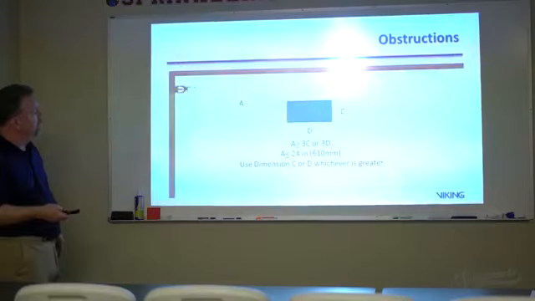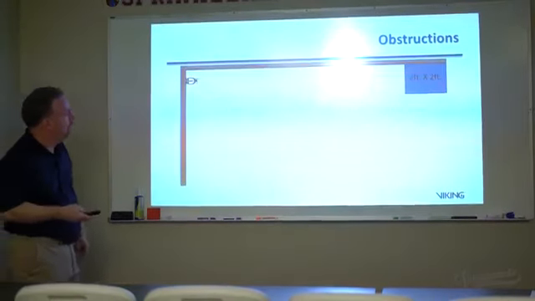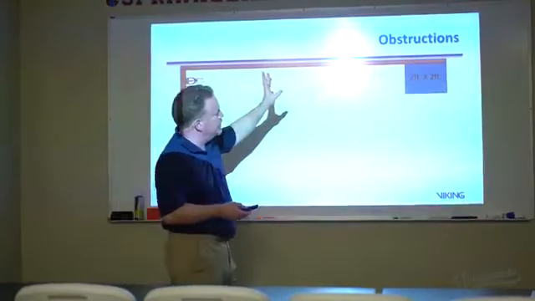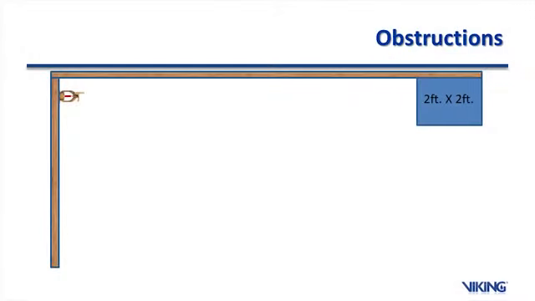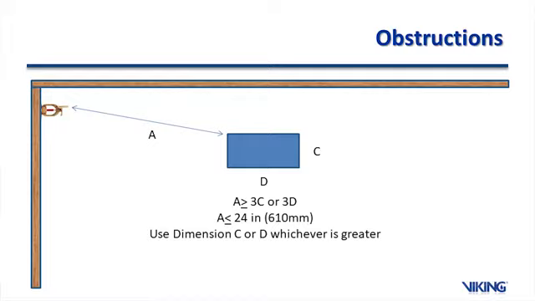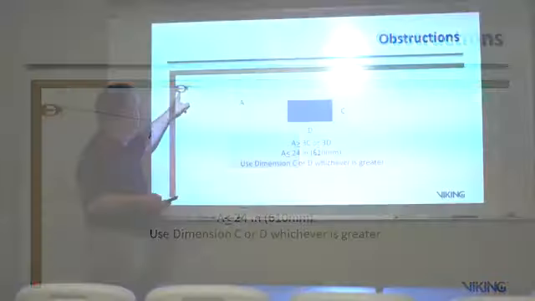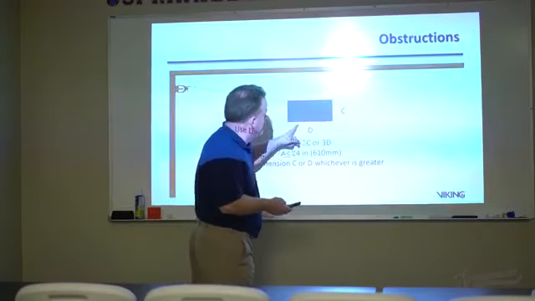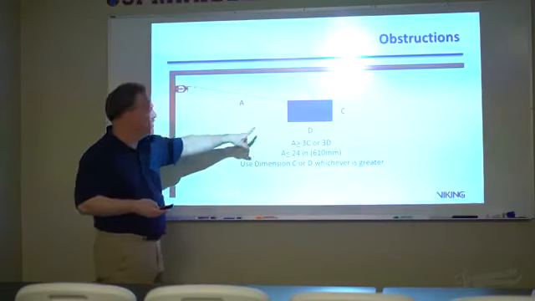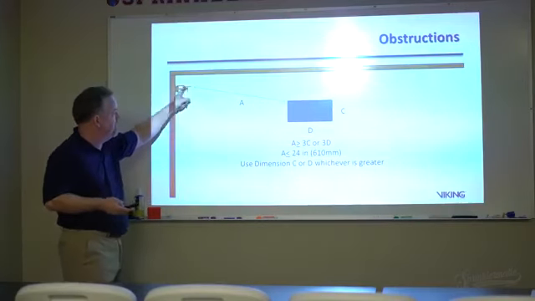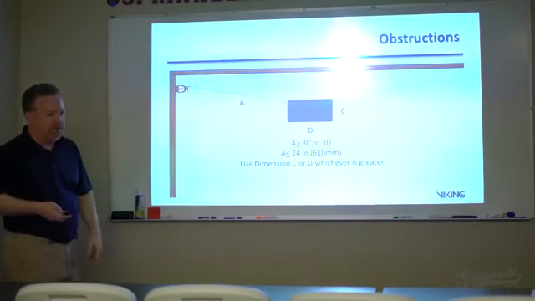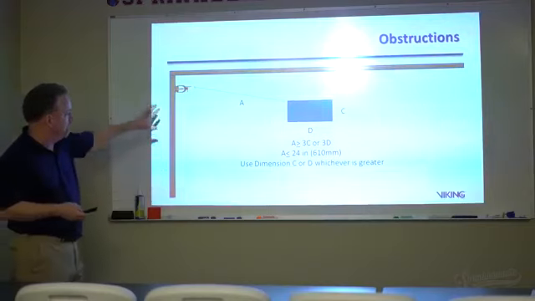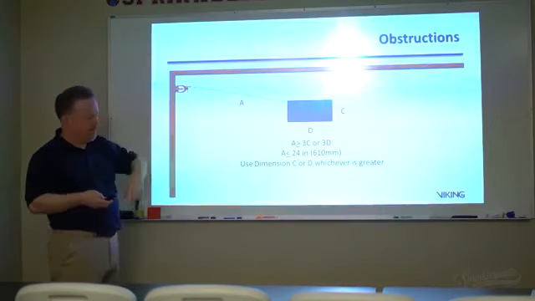So again, you can have a 2x2 obstruction all the way out to the end of the spray pattern here and not consider it an obstruction at all. And we have a similar 3 times rule here for the obstructions to spray patterns. It all depends on the dimension, the greater dimension times 3, and then the A dimension being applied to the top of the deflector right there.